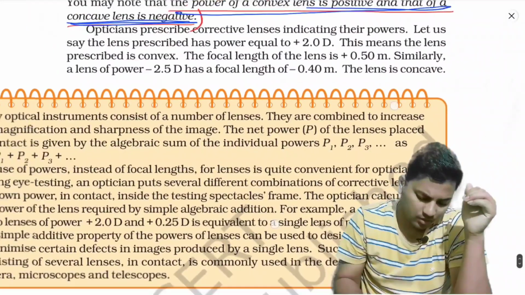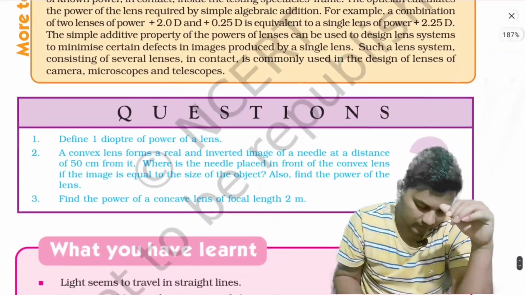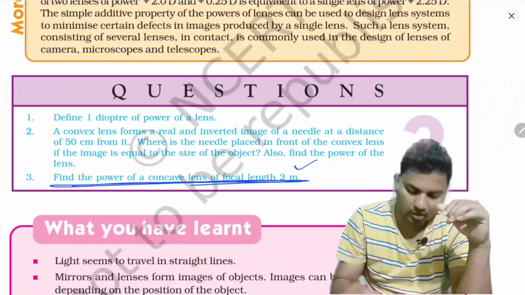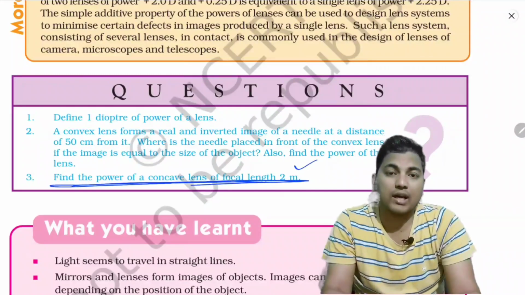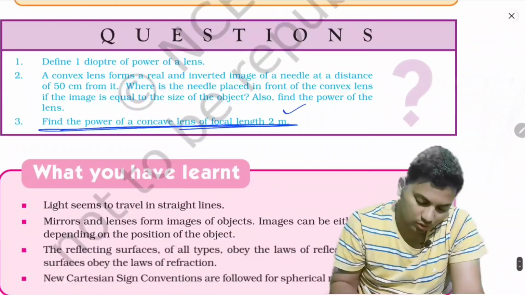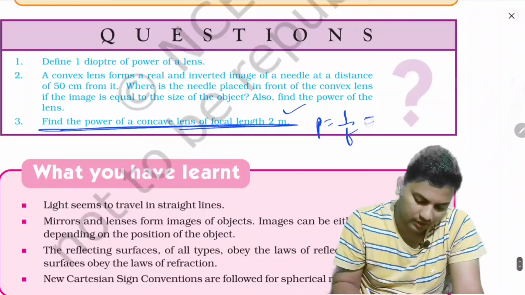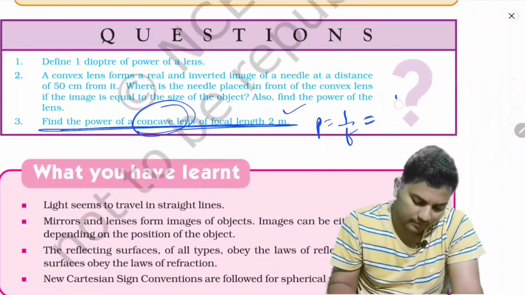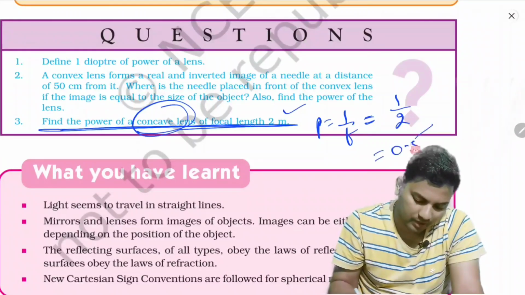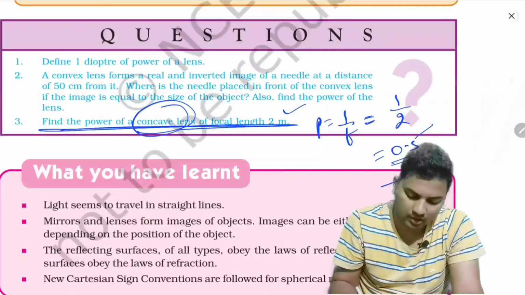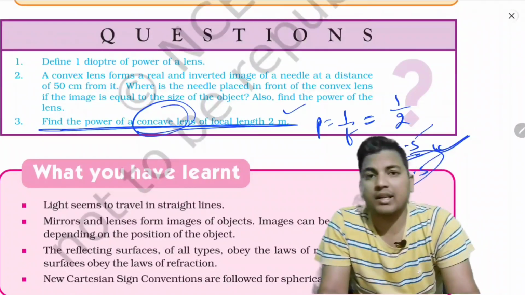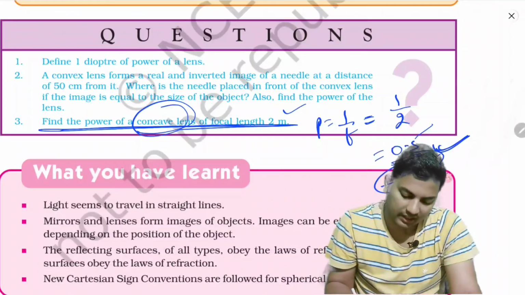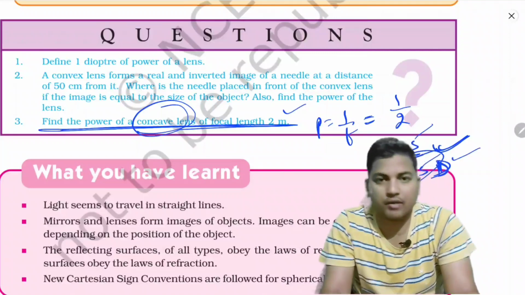Now let's solve one question. Clear? Here it is given, find the power of a concave lens of focal length 2 meter. So power is equal to 1 by f. Here it is a concave lens, means our answer should be negative. So 1 by 2, that is 0.5, and here the answer will be minus 0.5. Clear? Because we are using a negative, that is a concave lens. So our answer will be minus 0.5 D, diopter. Clear? Minus 0.5 D.